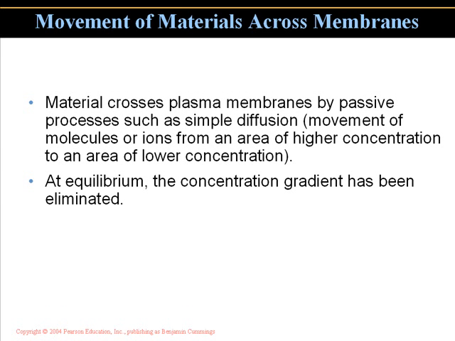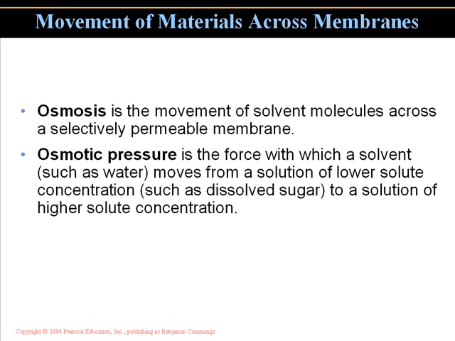Material crosses the cell membrane by passive processes such as simple diffusion, the movement of molecules or ions from areas of higher concentration to areas of lower concentration. At equilibrium, the concentration gradient has been eliminated. Osmosis is a definition that you should be familiar with. It's the movement of solvent molecules across a selectively permeable membrane.